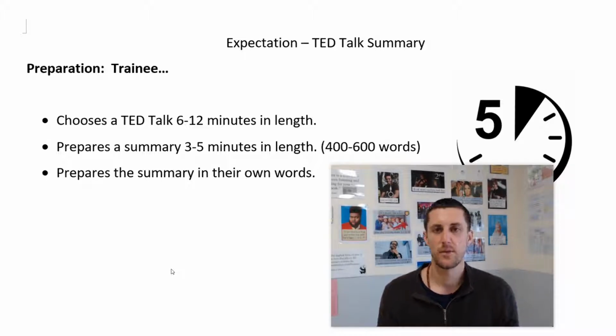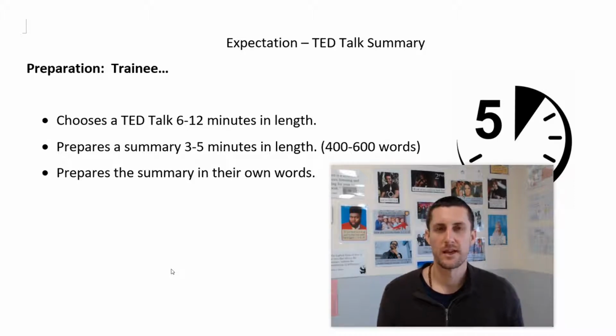And after watching this TED Talk, you should prepare a brief summary speech, a speech that would take you about 3 to 5 minutes to complete. If you want to write a script for yourself, that script will be between 400 to 600 words in order to accomplish that desired length. However, as I'll explain later, writing a script for this assignment is not necessary. And finally, as per our previous class on plagiarism, the summary should be in your own words.